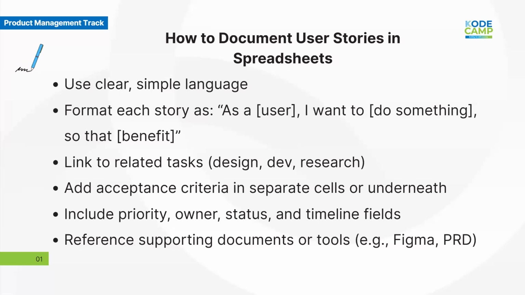Now, in your spreadsheet, you also need to include priority. You also need to include the owner. We've talked about that, the status, timeline. You can add these columns. It's up to you how you want to add it. And please do not forget the links, like I mentioned. The link could be maybe a wireframe in Figma or a deeper description of the PRD and so on.